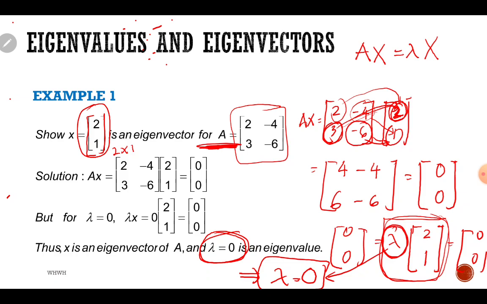Kenapa lambda perlu equals to 0? Because it must satisfy this condition. A times with X must equals to lambda times with X. Okay? Boleh faham?